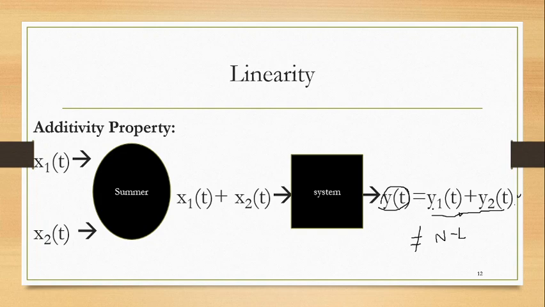If I get the same result, y1 of t plus y2 of t, we say that the system is linear. If I don't get the same result, the output of the system is not y1 of t plus y2 of t, we say that the system is non-linear. This was about the additivity property. If y of t is equal to y1 of t plus y2 of t, we say that the system has followed the additivity property. Fine. We will also check the homogeneity property.